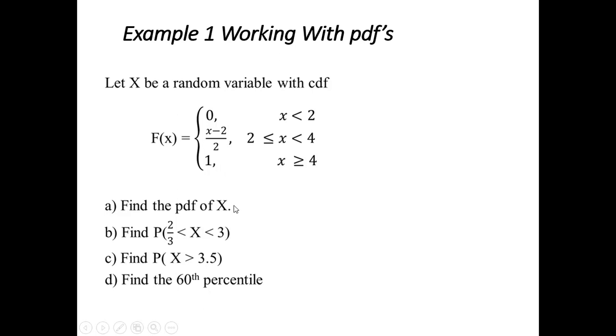Now suppose we wanted to find the PDF, our probability density function. You must remember here in Chapter 4, we're talking about continuous distributions. So here our PDF is the probability density function. We will find that, and we have a few other parts to this. We'll find the probability x is between 2/3 and 3, the probability x is greater than 3.5, and then the 60th percentile.